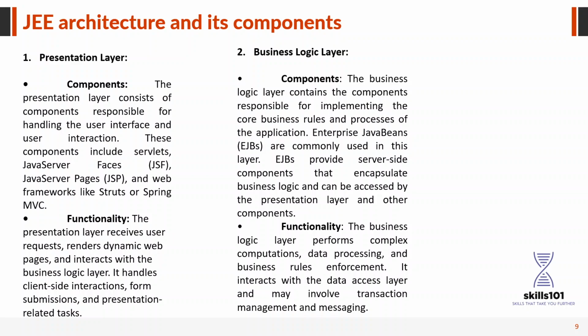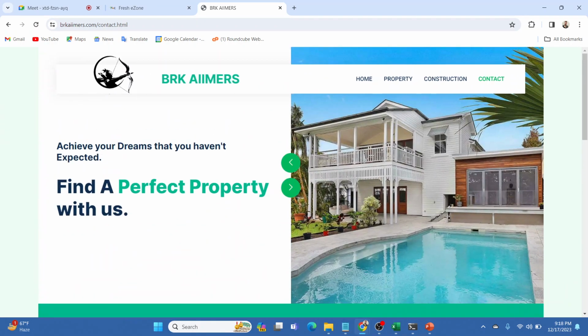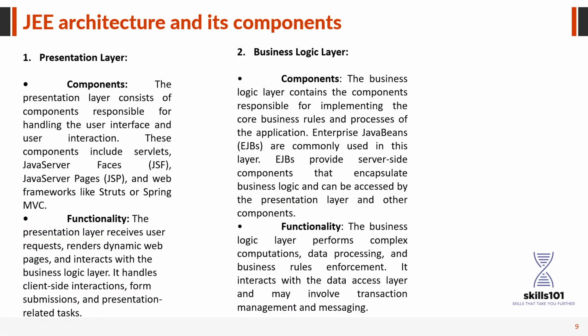Over here there is an architecture with three basic divisions. One is the presentation layer. The presentation layer is this part, whatever the user can see. The components of the presentation layer are responsible for handling the user interface and user interaction. It can be done through servlets, JavaServer Faces, or JSP, JavaServer Pages, right? Functionality: the presentation layer receives the user request, renders dynamic web pages, and asks the business layer what the user wants to see.